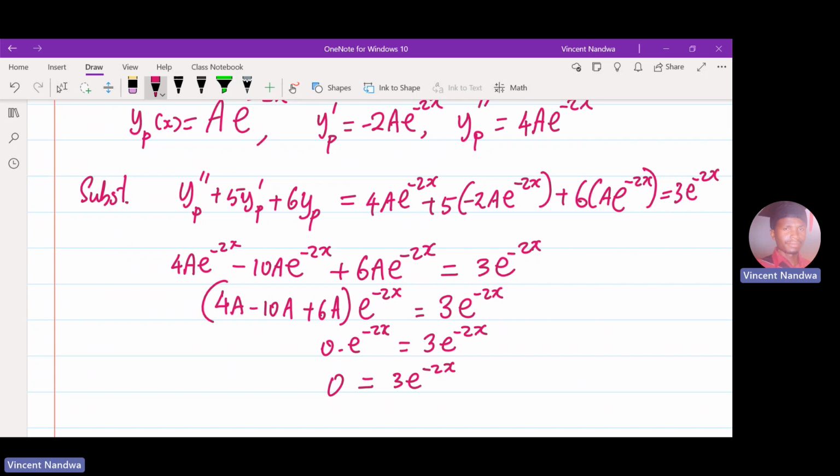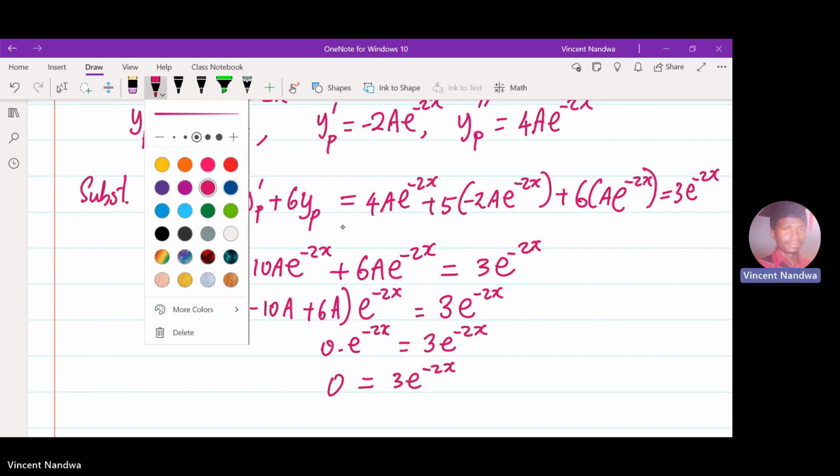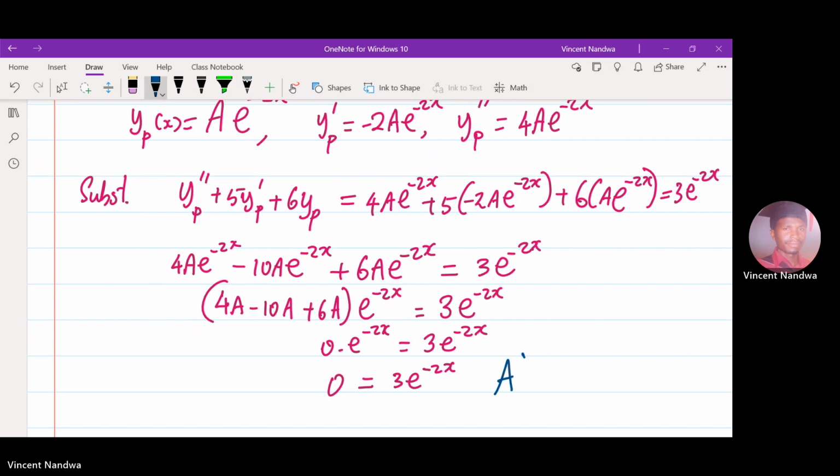Can that equation see the doors of heaven? This equation will not be allowed in heaven by St. Peter's. So this is not a true statement. There's no way. Okay, so if you divide through by 3, you claim that e power minus 2x equals 0, which can never be true, even in hell.